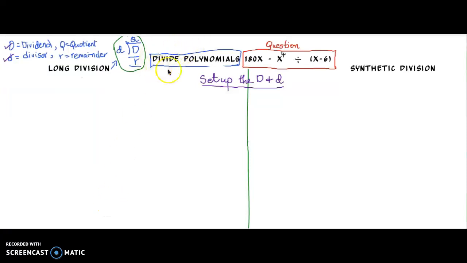Hi, we're going to talk about dividing polynomials in this section. I'm going to try to do long division and synthetic division on the same problem. The question is right here in the red box up here.